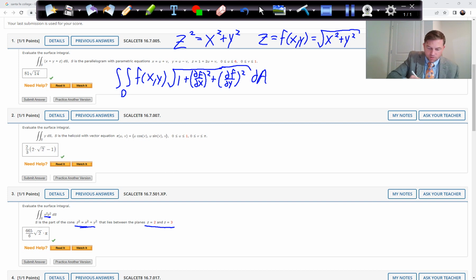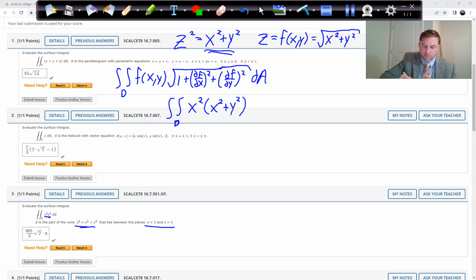So this is going to become the double integral over D. The function of x y is x squared times z squared, but we're not going to use z, so we're going to write this all in just two variables, x and y. So instead of writing z squared there, we're going to write this. z squared is x squared plus y squared. Then we're going to multiply that by the square root of 1 plus the partial derivative of f with respect to x.